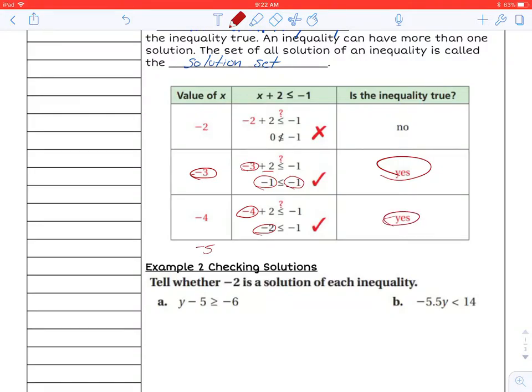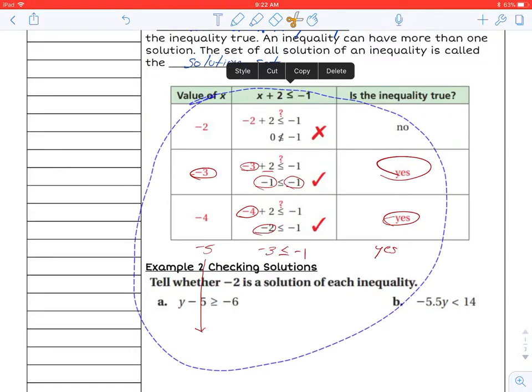If we were to keep going, we'd see that -5 would give me -3, which is less than -1, and that would be true. You could probably imagine that any number less than -5, if we were to keep going, would end up making all of these true. We're actually going to show that a little later on a number line to demonstrate all of the solutions that are true for x.